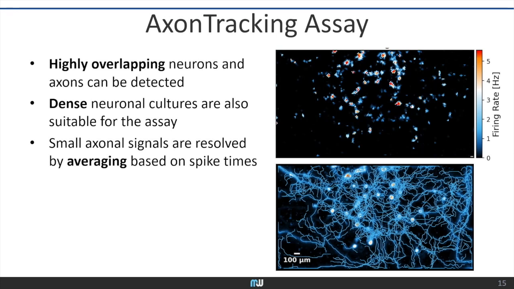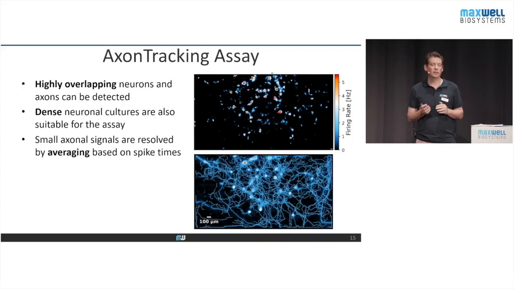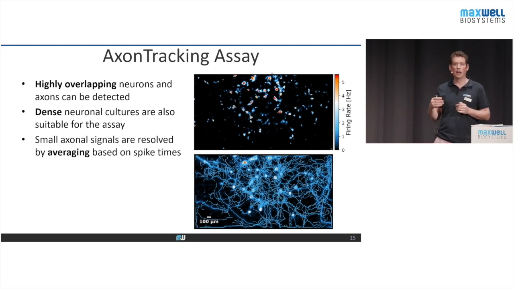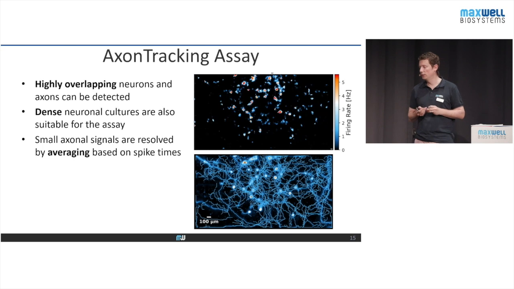So we get asked many times if this is a problem if we have dense cultures, what happens if the axons overlap, can they still be resolved? And the answer is yes, they can be resolved. Even if you have a dense culture which has a lot of activity, it is even good for the assay, because you need a certain level of spontaneous activity. And since we are averaging based on the spike times, we really can average out any overlaps.